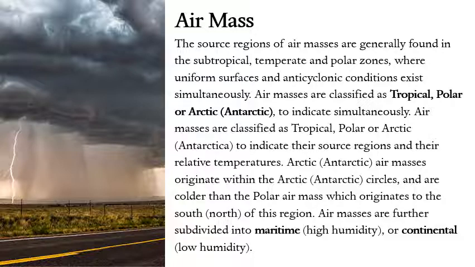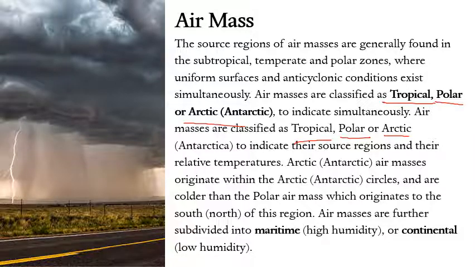We have different source regions of air masses. Pwede itong subtropical, temperate, and polar. Okay, so for example, we have classification of air masses. Tandaan natin. So we have the tropical air mass, polar, or the Antarctic air mass. And these are classified into tropical, polar, or Arctic, or matatagpuan natin sa Antarctica. And this is to indicate their source region and their relative temperatures.